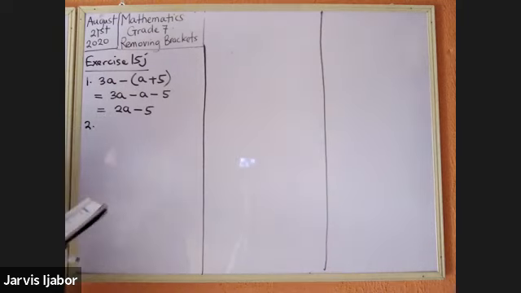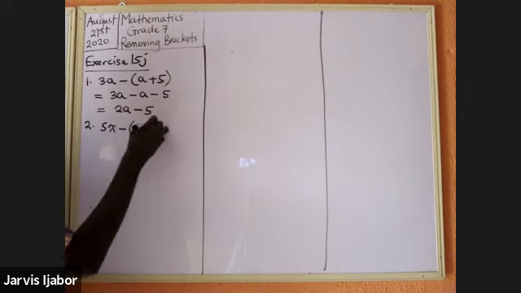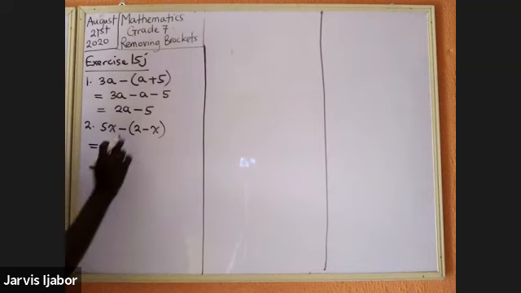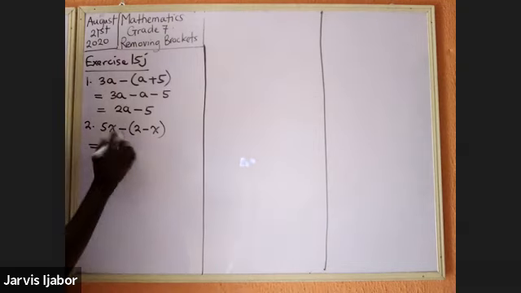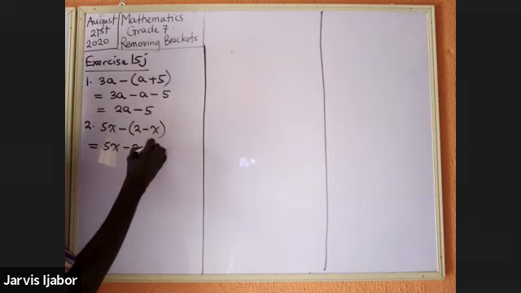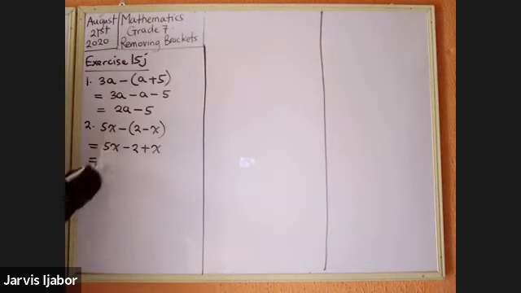Question 2. 5x minus 2 minus x. And that will give me what? 5x. This will change to negative. This will change to positive. We have been told that the negative multiplying the bracket is a sign changer. It's a what? It's a sign changer. Now, what would happen? This will be equal to what?